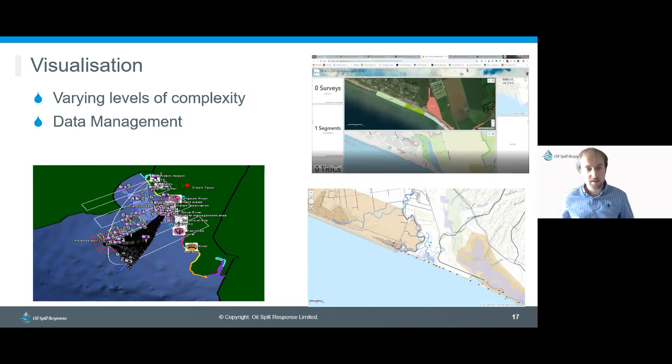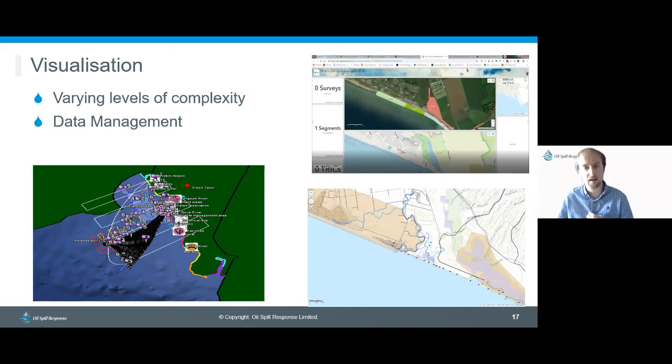In the past few years as well, we've been doing a lot of work developing online maps and dashboards, which can be accessed by a range of people in multiple locations around different centres, all working off the same up-to-date source of information.